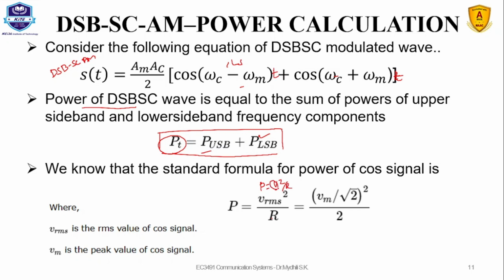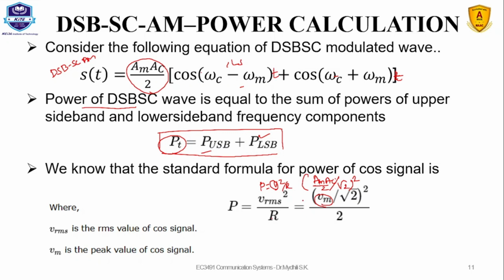So instead of this V, I am taking it in terms of a root mean square value. So I am going to take this voltage level, which is the product present near the lower sideband and upper sideband. Here the voltage parameter is represented in terms of Am Ac by 2. So instead of this Vm, we are going to substitute Am Ac by 2 divided by square root of 2, the whole square.